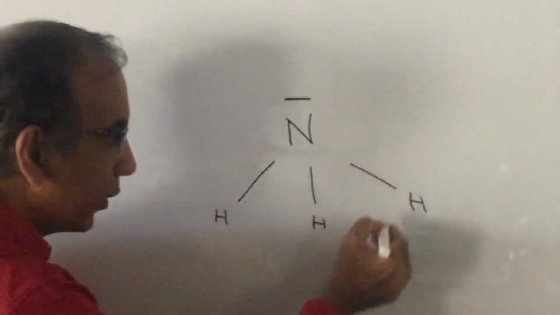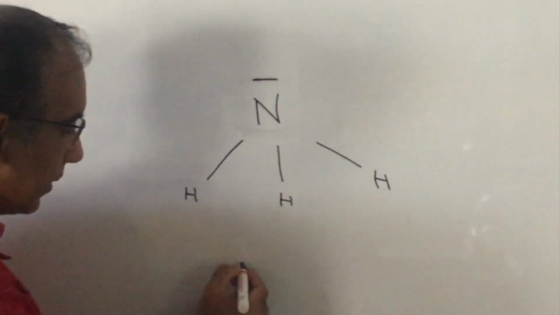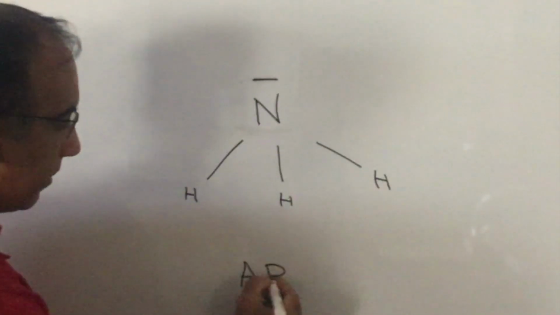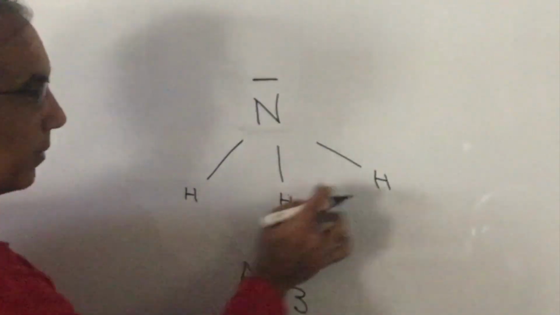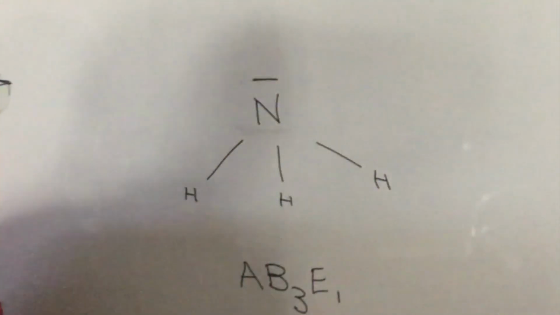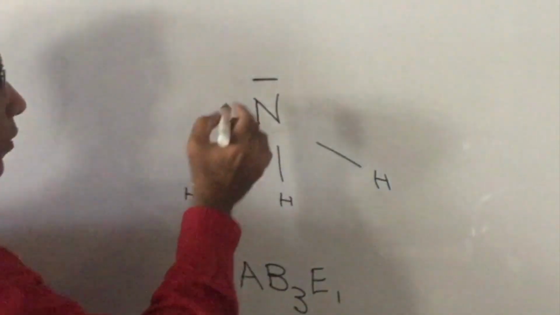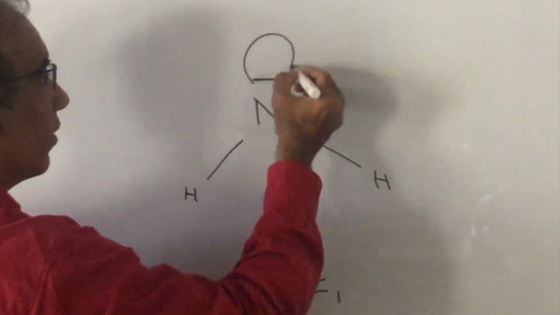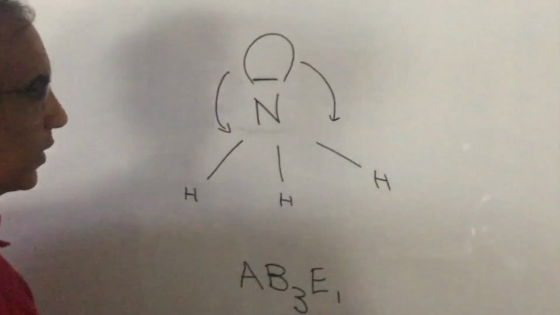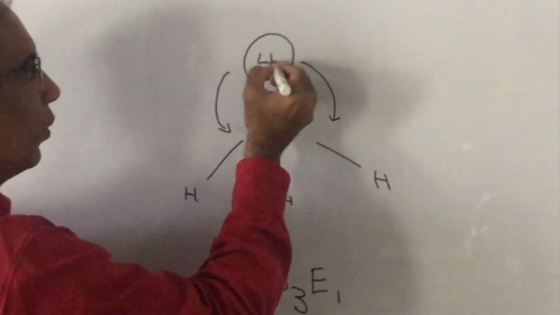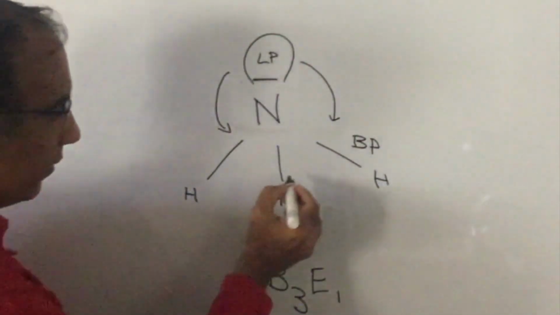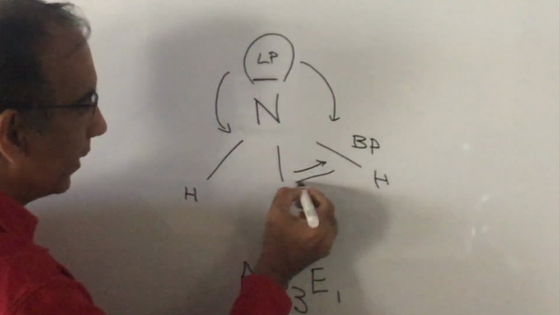It's got its 4 domains, 3 of which are bonding domains. So we could represent molecules of this type as being AB3 for the 3 bonds, E1 for this single lone pair. Now we want to add the fact that this lone pair of electrons pushes bond pairs to such an extent that the repulsion between the lone pair and the bond pair is much greater than the repulsion between the bond pair and the bond pair.